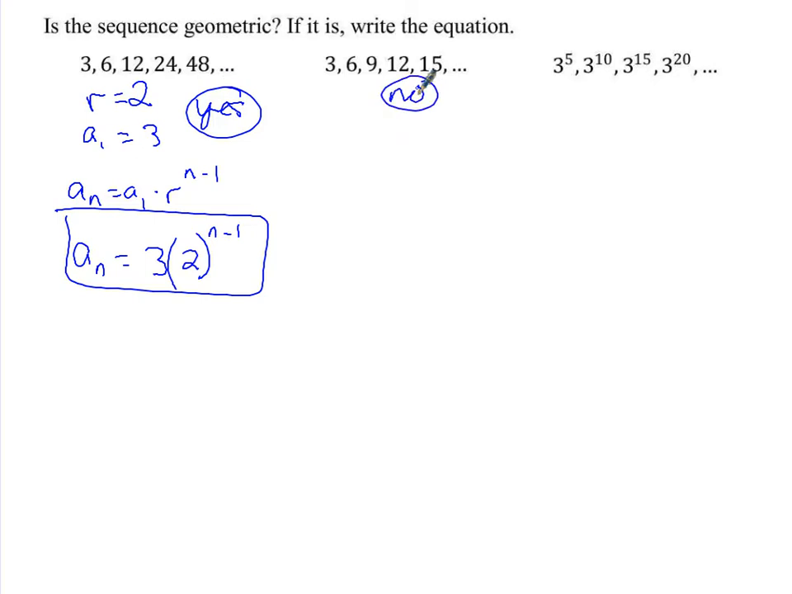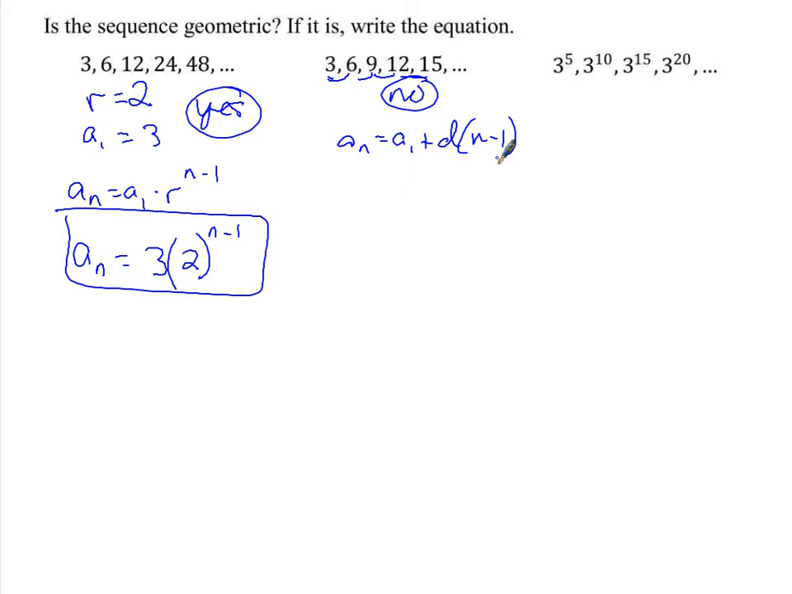But what kind of sequence is it? It's actually an arithmetic sequence because we have a common difference. Each time we are adding 3, plus 3, plus 3, plus 3. So even though this says no, it's not a geometric sequence, so technically we don't have to write the formula for it, we are going to write the equation for this guy. What's it going to be? Yep, we're writing the formula for an arithmetic sequence.